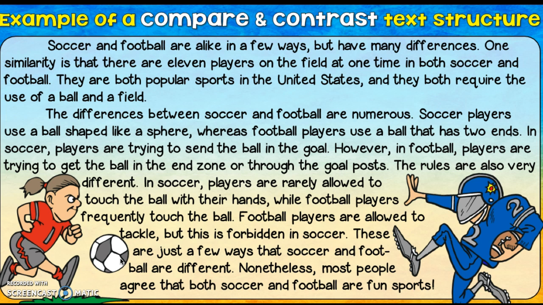Soccer players use a ball shaped like a sphere, whereas football players use a ball that has two ends. In soccer, players are trying to send the ball in the goal. However, in football, players are trying to get the ball in the end zone or through the goalpost. The rules are also very different. In soccer, players are rarely allowed to touch the ball with their hands, while football players frequently touch the ball. Football players are allowed to tackle, but this is forbidden in soccer. These are just a few ways that soccer and football are different. Nonetheless, most people agree that both soccer and football are fun sports.